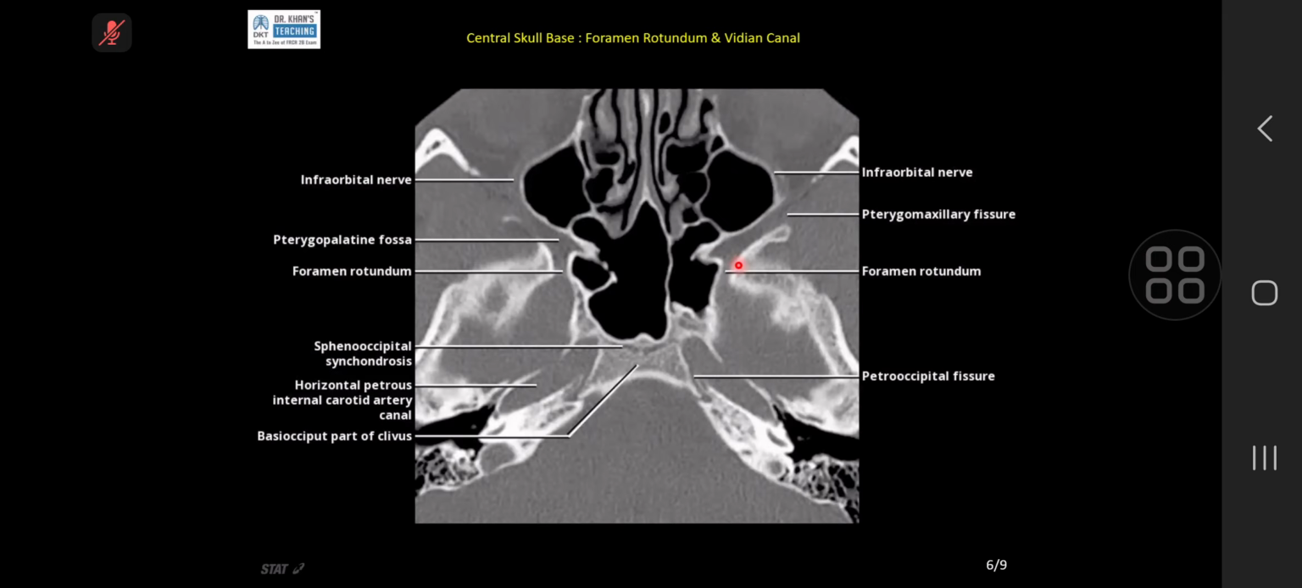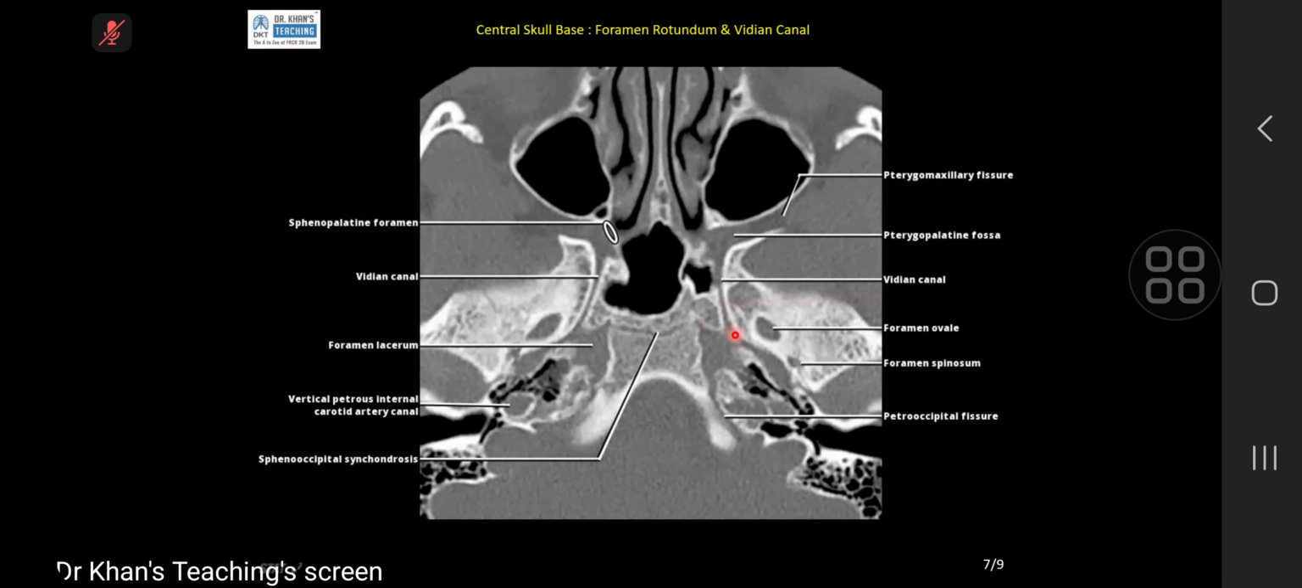Now we go more inferiorly, so this is still the foramen rotundum, and this is lateral to the sphenoid sinus. As we go inferior, do you see that the sphenoid sinuses are now more or less finishing? We are at the base of the sphenoid sinus. And here there is this canal, which is the Vidian canal. This is the Vidian canal, and it opens into the pterygopalatine fossa.